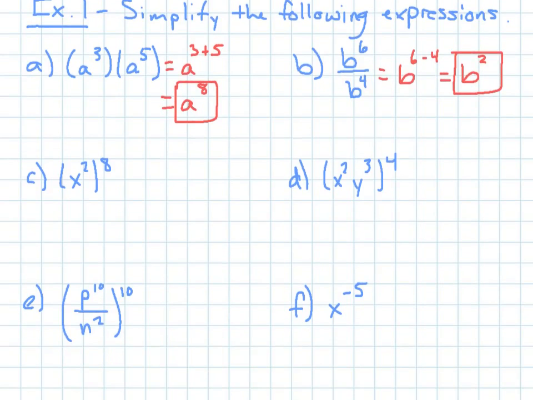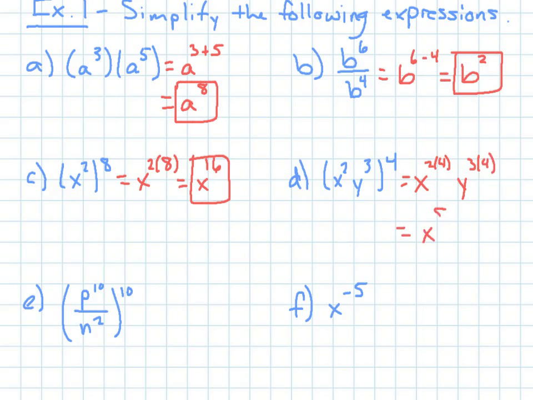Okay. Letter C is a power property, so x squared to the 8th, that means I'm going to multiply my 2 and my 8 to get x to the 16th. And then D is just an extension of the power property because there's multiple things inside the parentheses that get that power. So x squared gets multiplied by the 4, and then the y cubed gets multiplied by the 4. So then I get x to the 8th power times y to the 12th.